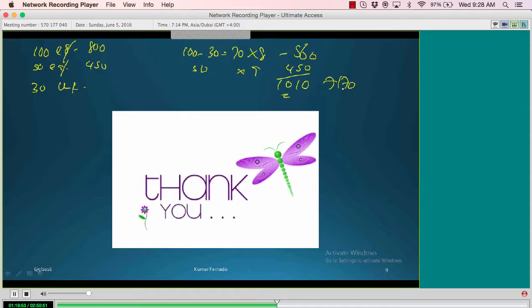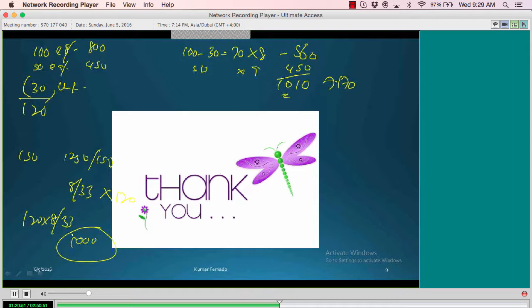But if you look at the weighted average, we have 100 into 8, 800, 50 into 9, 450. So 150 units is worth 1250. So we can find out cost per unit: 1,250 divided by 150, cost per unit is 8.33. Now the closing stock will be 120. 120 we will value at 8.33. So this is what we call the weighted average method.